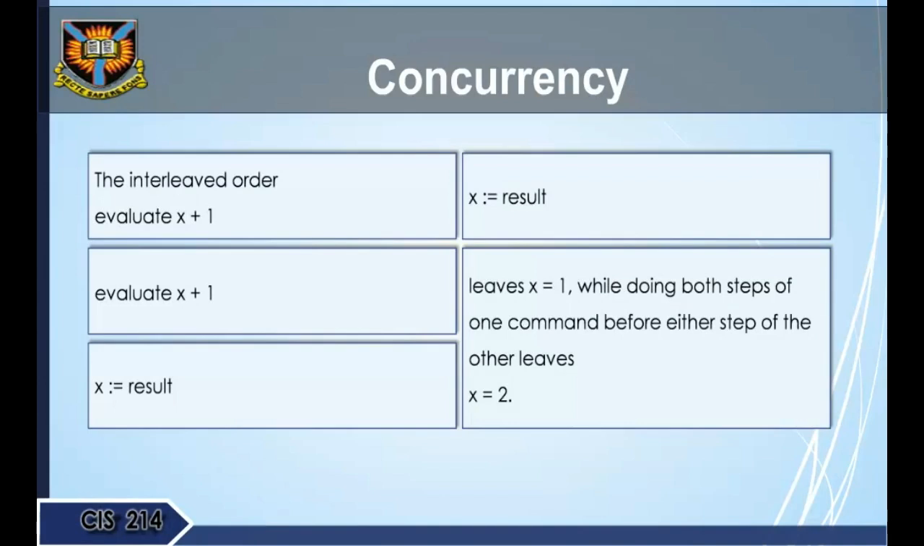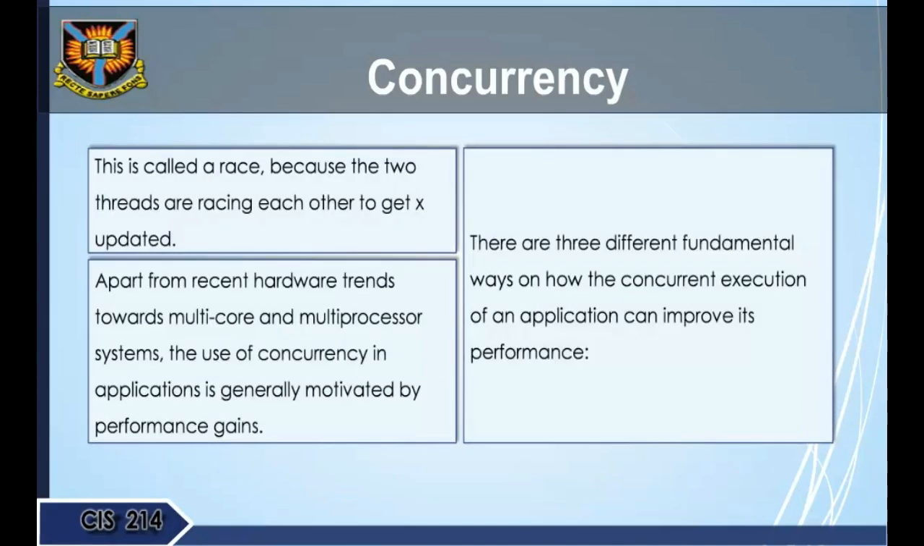The interleaved order: evaluate x + 1, evaluate x + 1, x = result, x = result leaves x = 1, while doing both steps of one command before either step of the other leaves x = 2. This is called a race because the two threads are racing each other to get x updated.